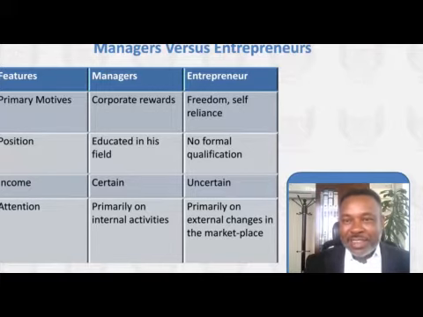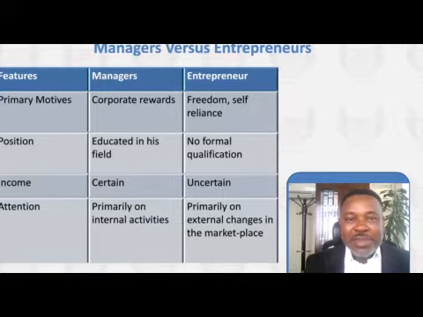His daily routine is to manage employees and to ensure the organization runs smoothly. Now, on the other hand, an entrepreneur is essentially an initiator of the organization and the leader of all employees, including the manager. We have brought up some key features to differentiate a manager from an entrepreneur. The first has to do with primary motives.